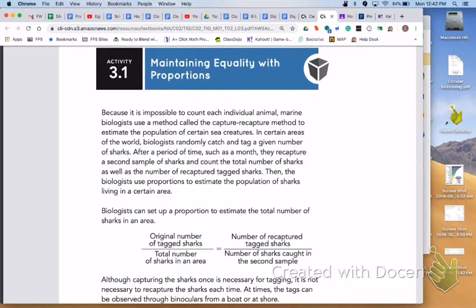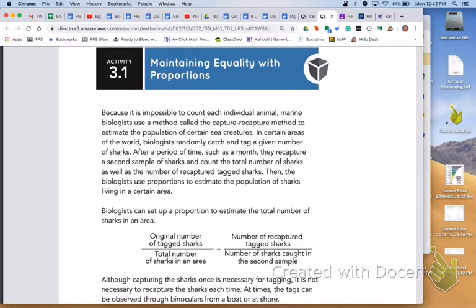Because it is impossible to count each individual animal, marine biologists use a method called the Recapture method to estimate the population of certain sea creatures. In certain areas of the world, biologists randomly catch and tag a given number of sharks. After a period of time, such as a month, they recapture a second sample of sharks and count the total number of sharks as well as the number of recaptured tagged sharks. Then the biologists use proportions to estimate the population of sharks living in a certain area.